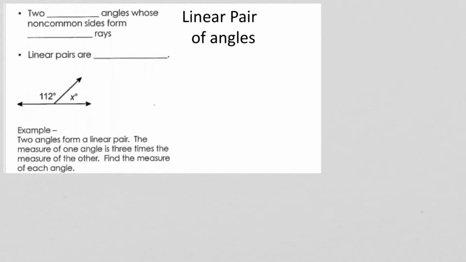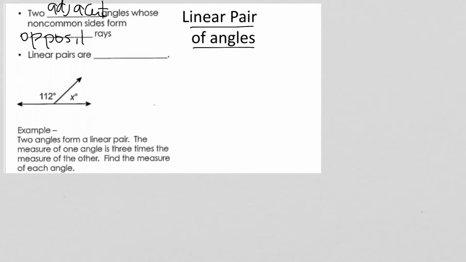Okay, so the first type of angle relationship is called a linear pair of angles. This should be going in your notebook. A linear pair of angles are two adjacent angles. So that means that these angles need to be next to each other. Adjacent angles whose non-common sides, so the sides that they're not sharing, form opposite rays.